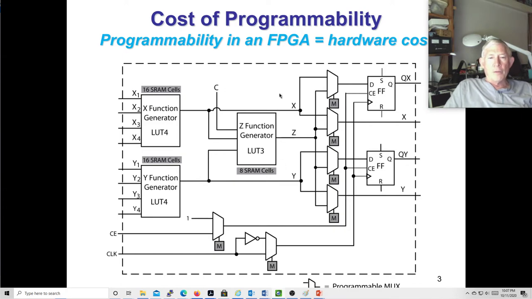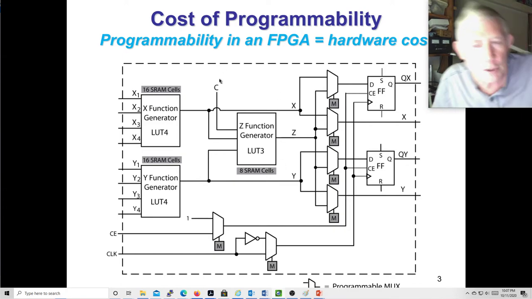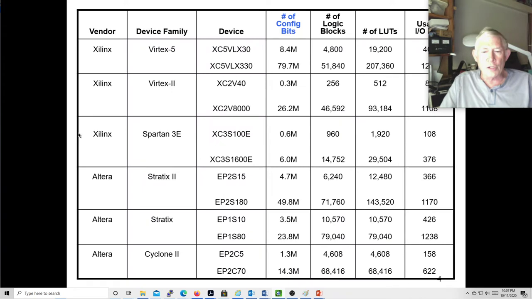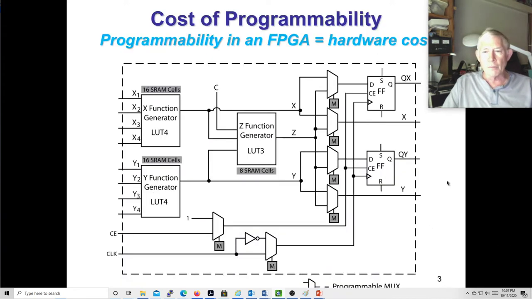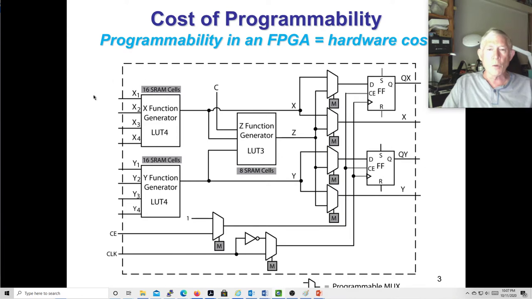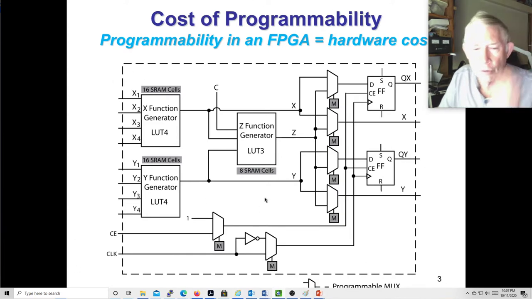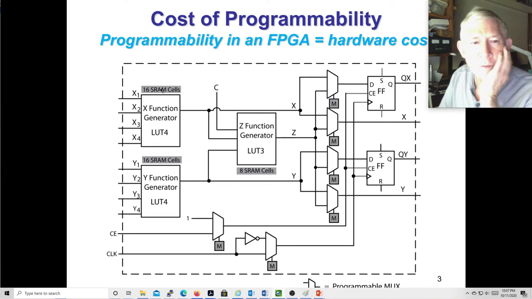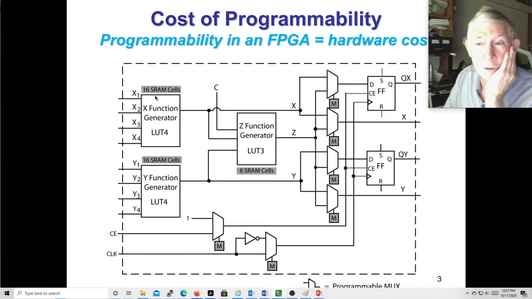And there's also the carry chain and the AND or OR chain that's not figured into this. So there's really quite a bit of additional hardware that goes in to do this. And remember, each one of these RAM cells takes 4 or 5 transistors? So this is a big deal.